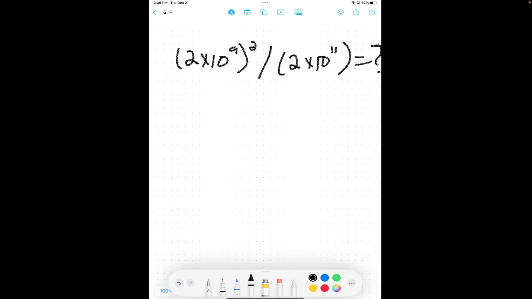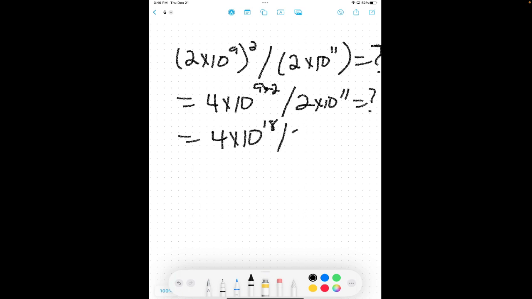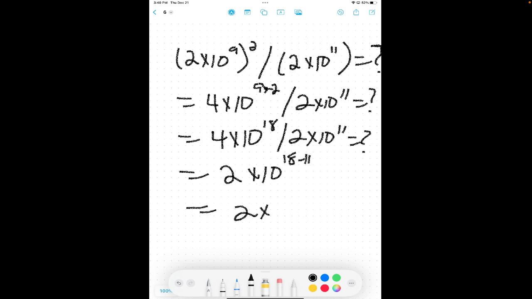In our next example, we'll be taking a scientific notation number that's taken to the power of 2 and dividing it by 2 times 10 to the 11. So that's the equivalent of 4 times 10 to the 9 times 2 divided by 2 times 10 to the 11. The result is 4 times 10 to the 18 divided by 2 times 10 to the 11. Now we know since we're dividing here, we subtract exponents. So we're left with 2 times 10 to the 18 minus 11, which is equal to 2 times 10 to the 7th.